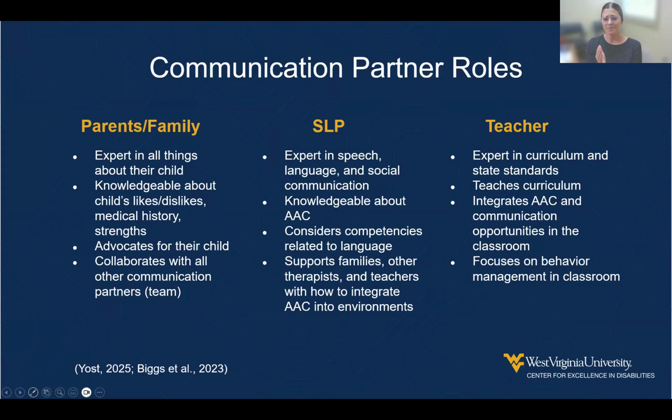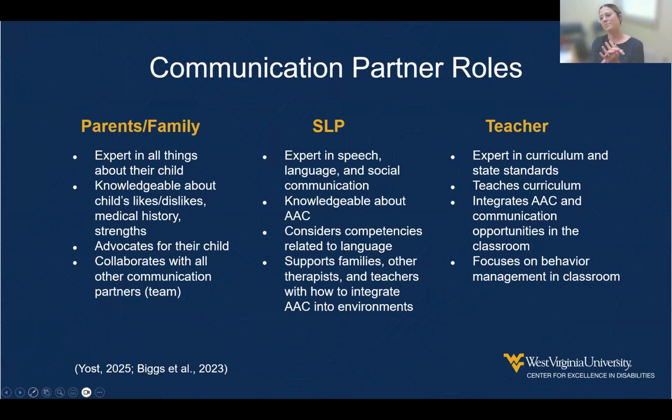The SLPs, they're the experts in speech, language, and social communication. They're knowledgeable about AAC generally, especially if you have SLPs who are really passionate and interested in AAC. They consider competencies related to language. So in our minds, we're thinking about language, we're thinking about next steps, we're thinking about functional language and what you need to communicate within your environment. And we also consider support that families need and other therapists might need and teachers might need so that they can integrate AAC across those environments. So hopefully we're able to provide support and suggestions for those areas.